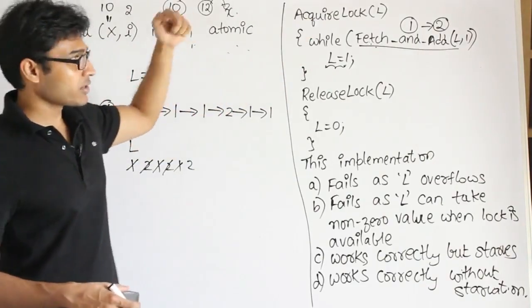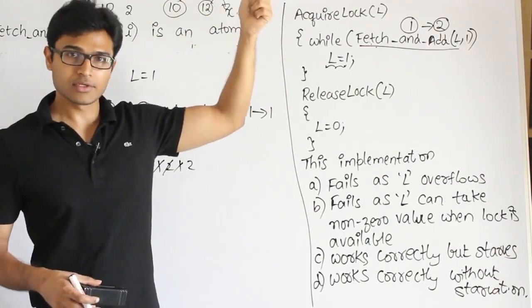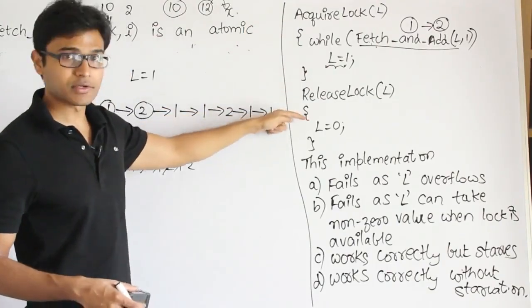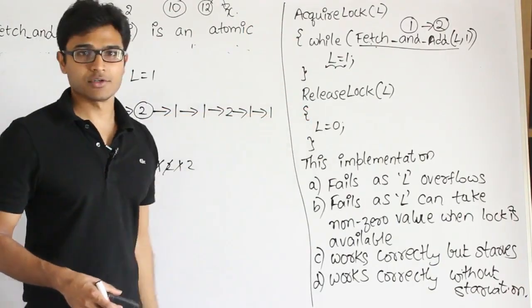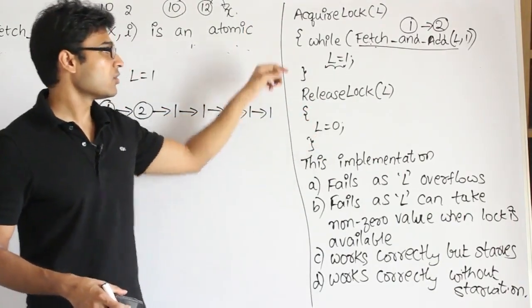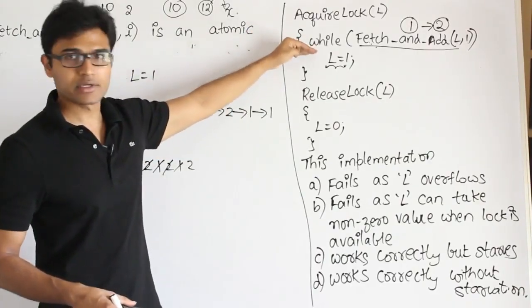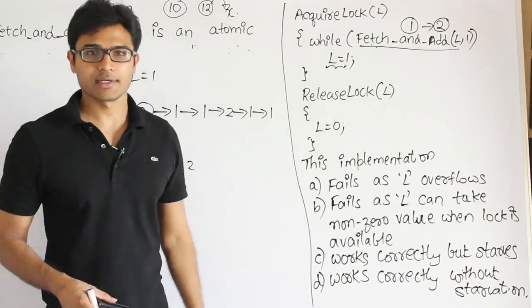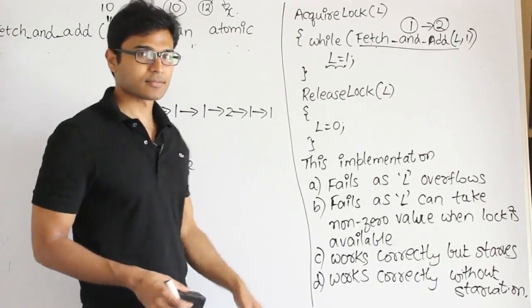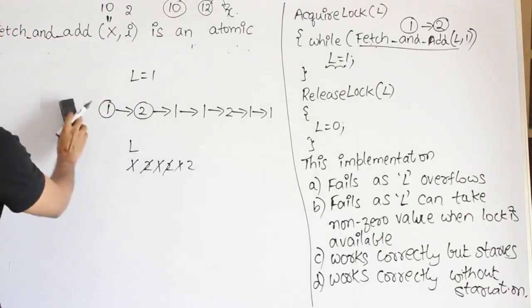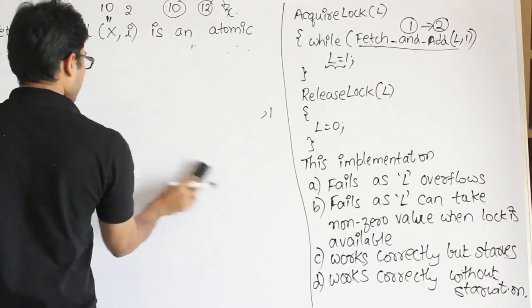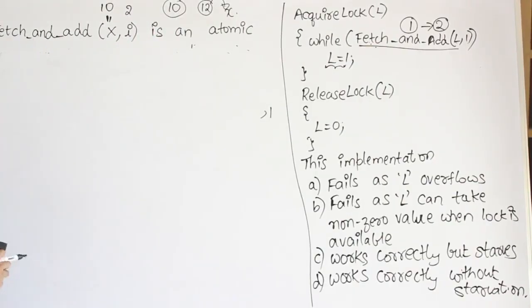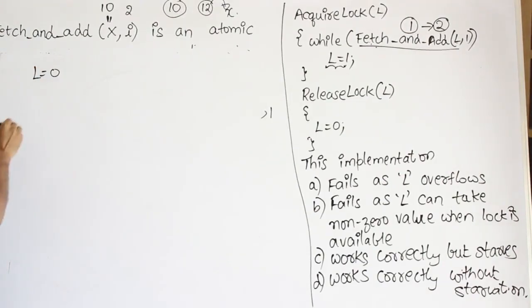And whenever the process which made L equal to 1 initially leaves the critical section, it is going to make L equal to 0. So once it makes L equal to 0, some process which is stuck here will come out and enter the critical section. Understood this? Okay, so I'll just tell you what happened here again with an example. See this? What I mean to say is, assume that initially L equals 0, and now P1 is executing.